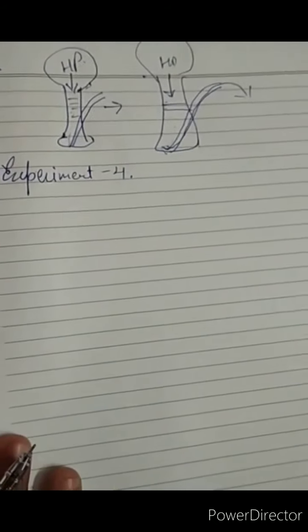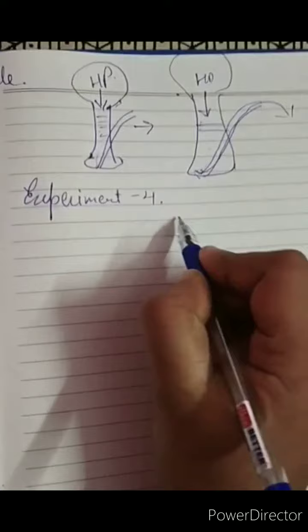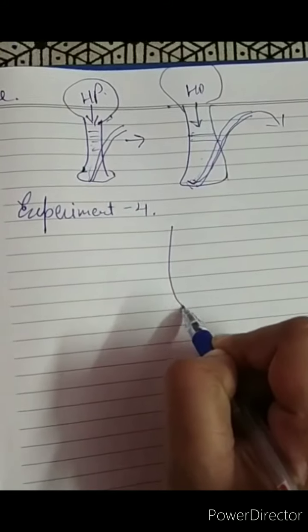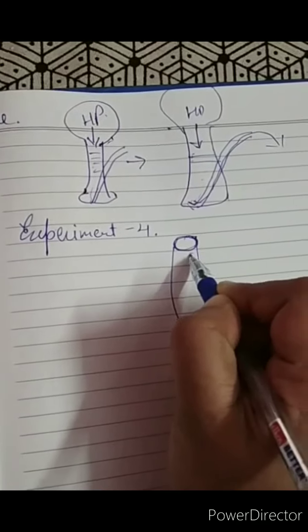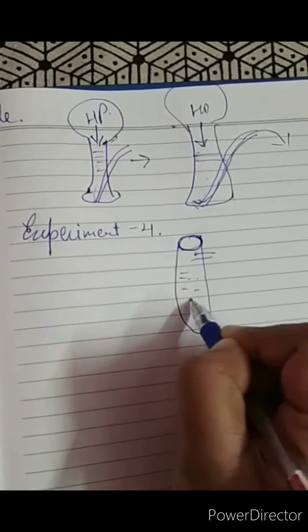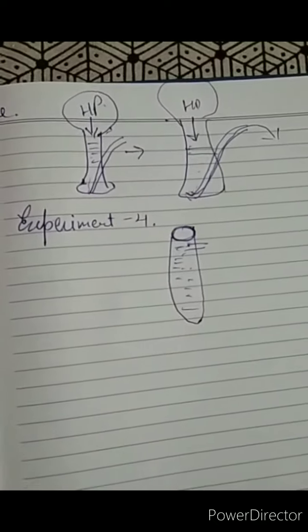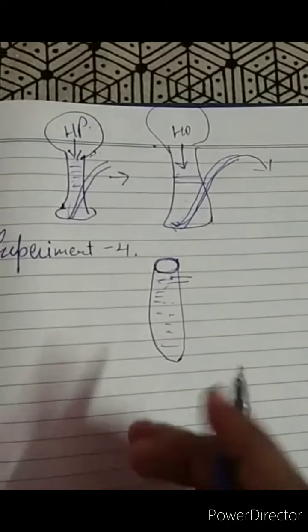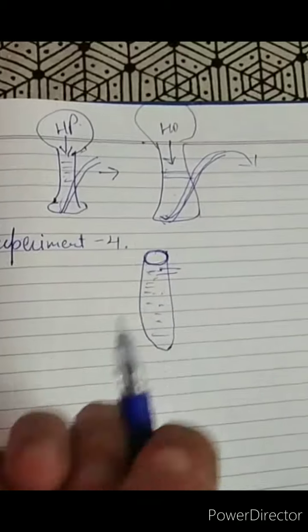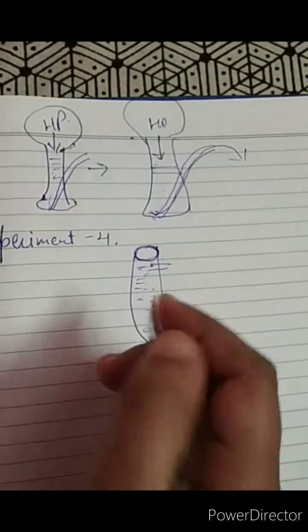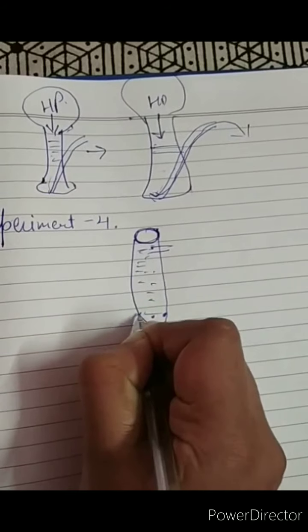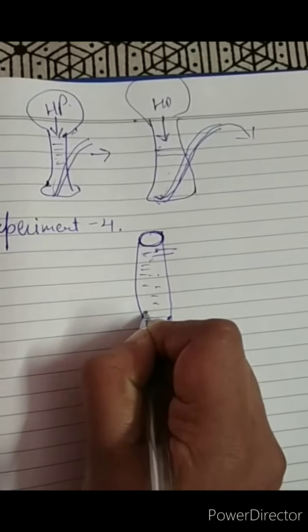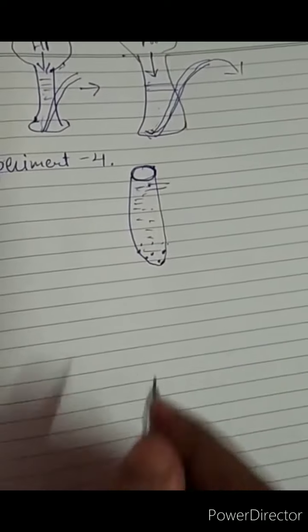Experiment 4. In this experiment, I took a bottle with the cap closed and filled it up to the neck with water. Before that, I took a pin needle and pierced some holes in the bottle all around, all 360 degrees. This is my hole.